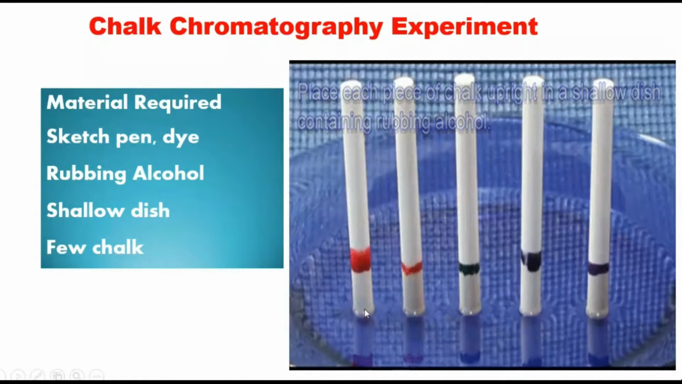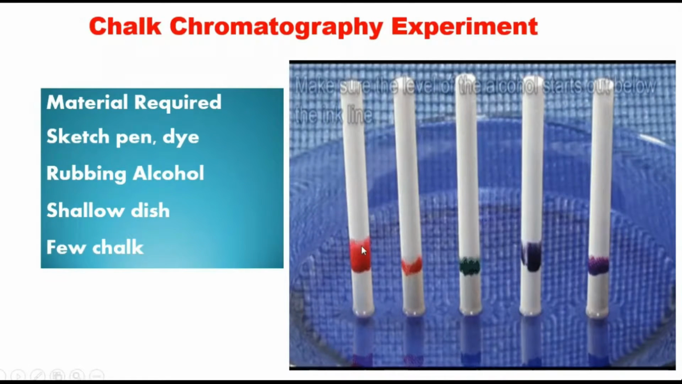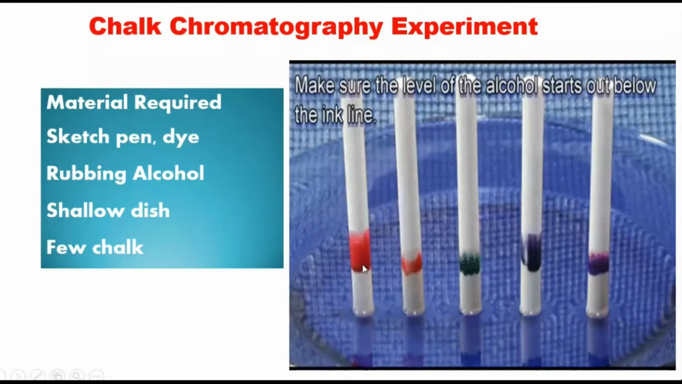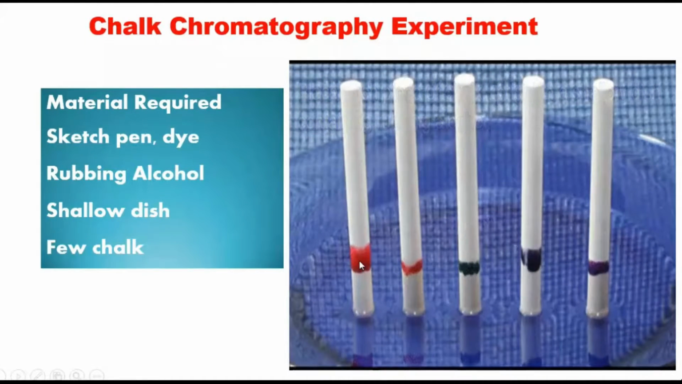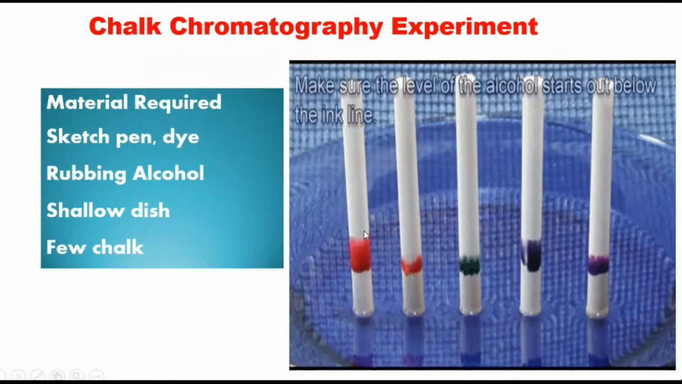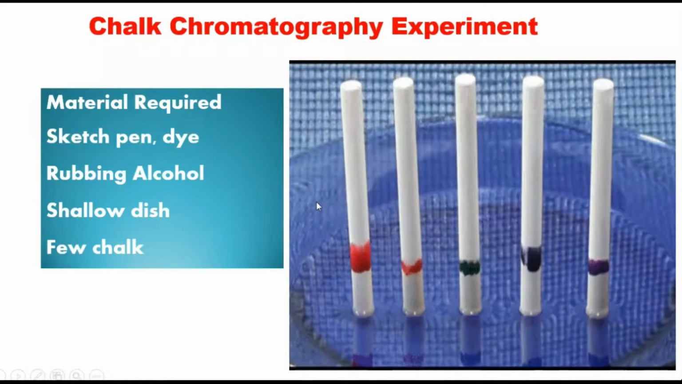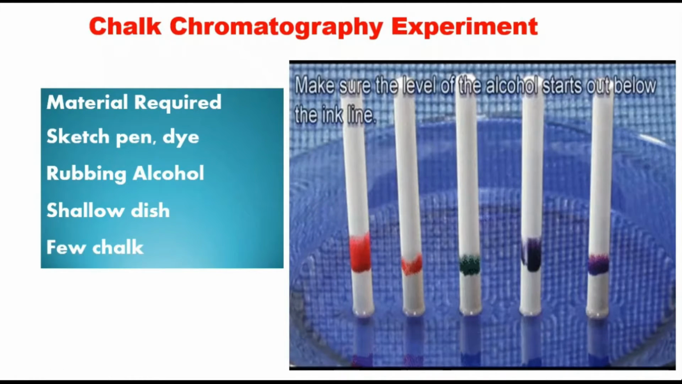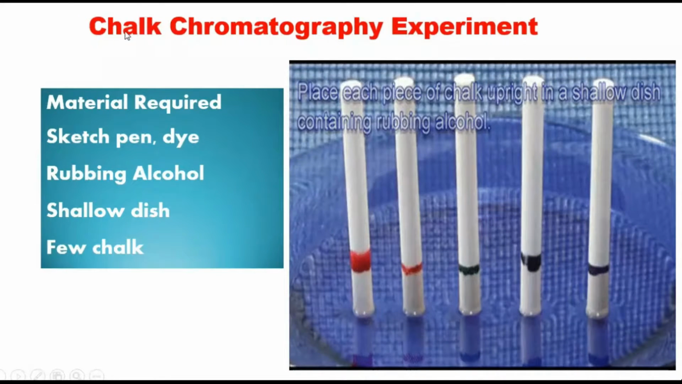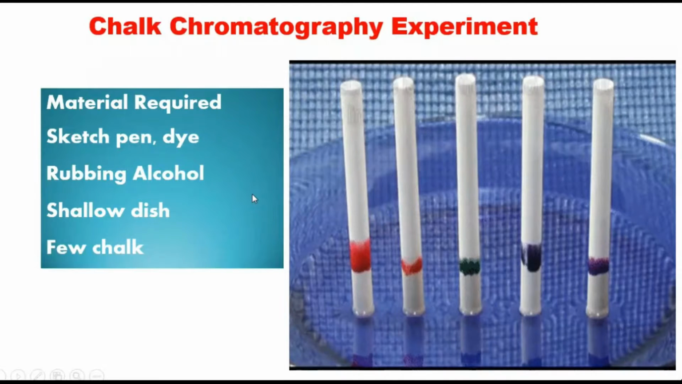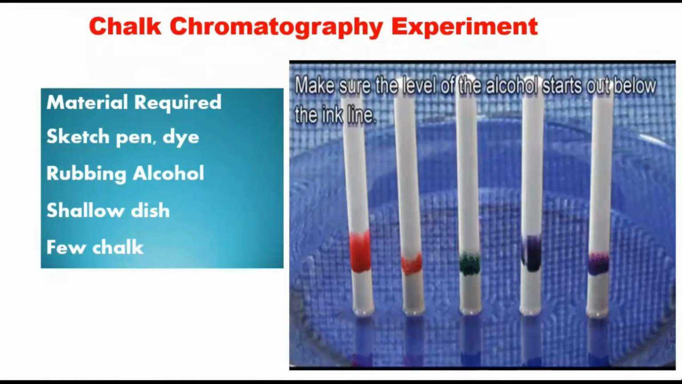What happened? Slowly as the water rises, the color component or dye also rises along with the water. डिफरेंट कलर्स के जो कंपोनेंट्स हैं वो भी पानी के साथ इस चॉक में ऊपर आते रहते हैं and then you can see the different layers of colors. So this is a simple activity which you can perform in your home to experience the chromatography experiment with the help of chalk. A very simple activity that you should perform in your home to know more about the chromatography.